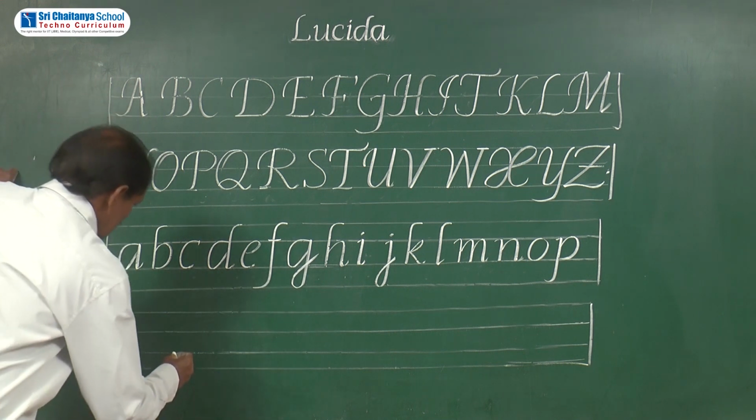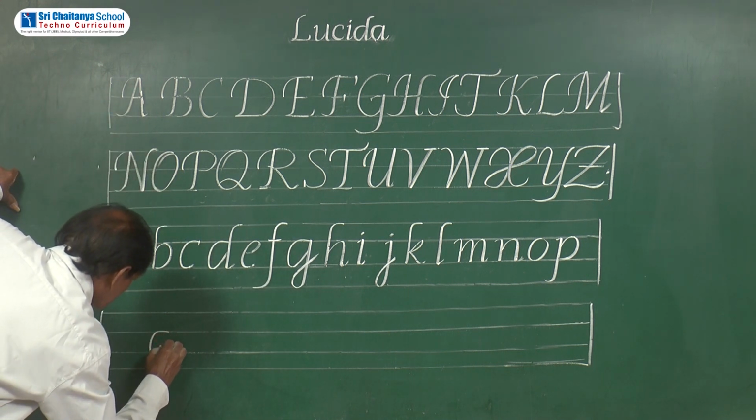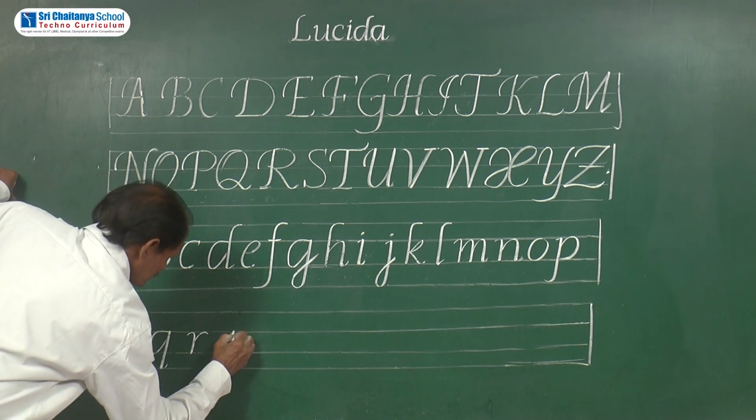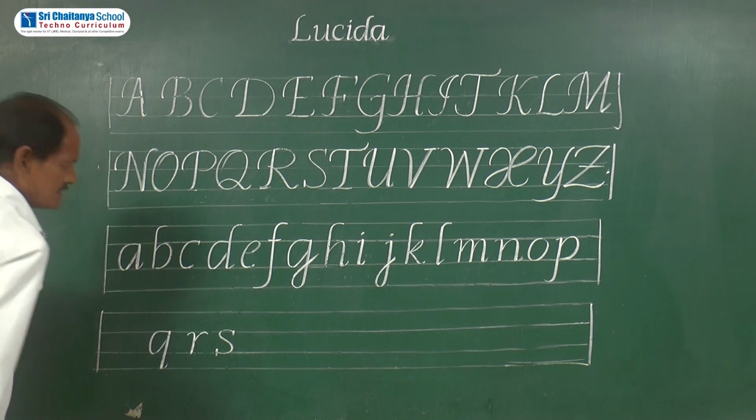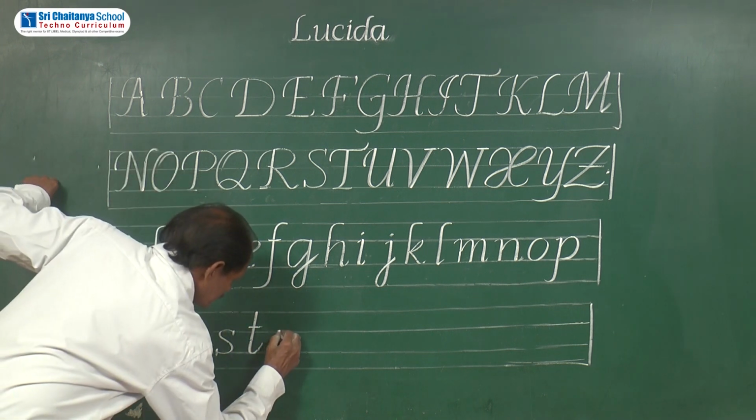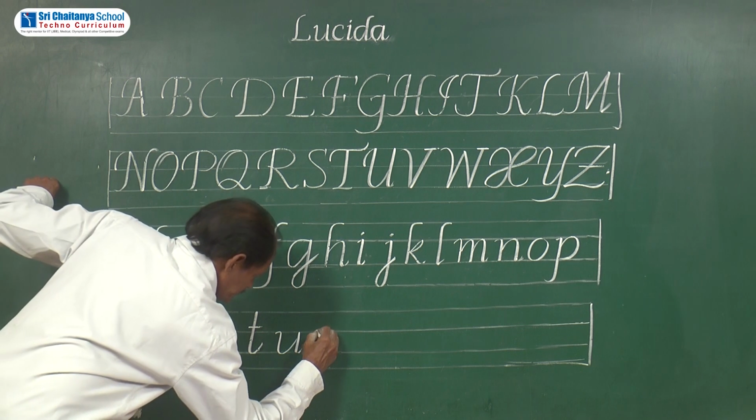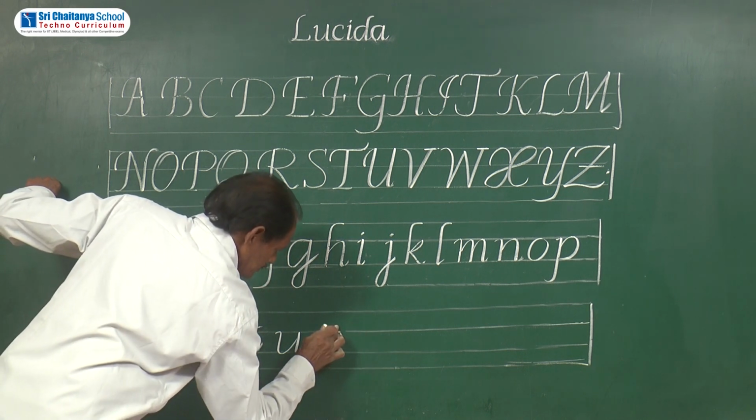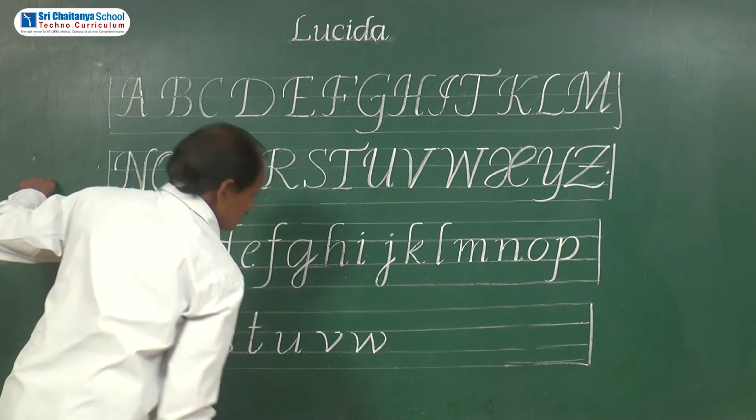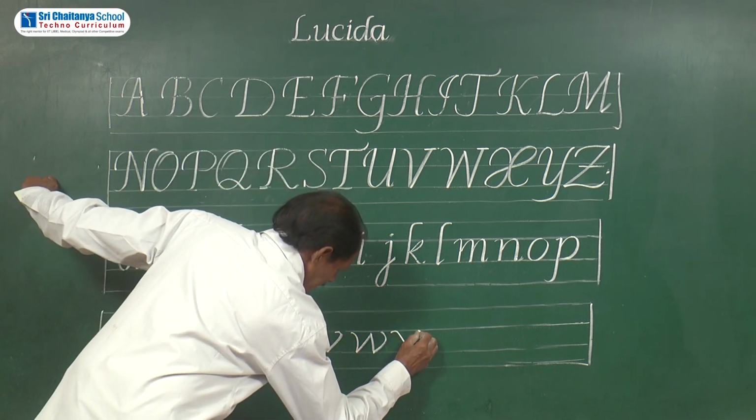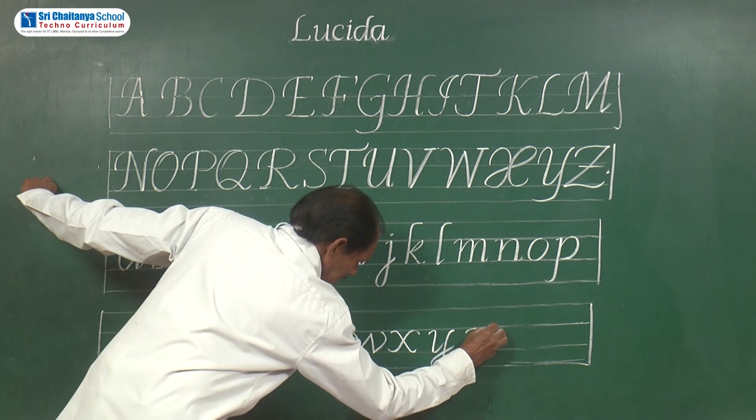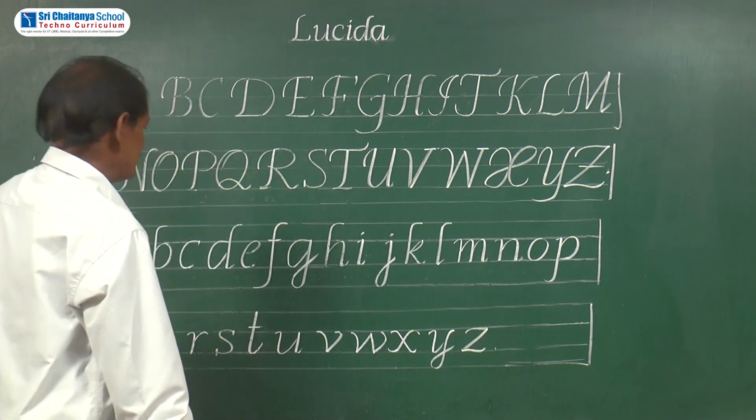Next, Q. R middle zone, S middle zone, T upper zone letter, U middle zone, V middle zone, W also middle zone letter, X middle zone, Y lower zone, and Z, small z, it is the middle zone letter.